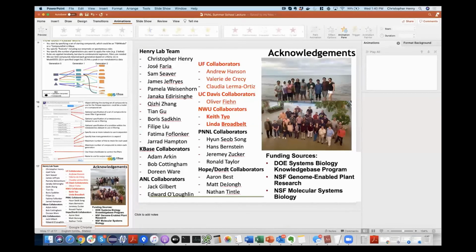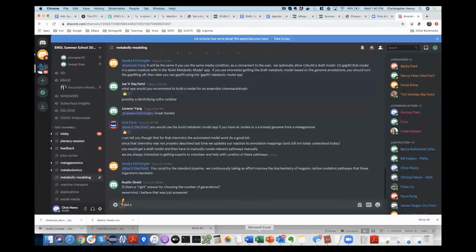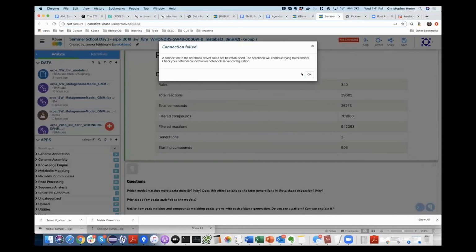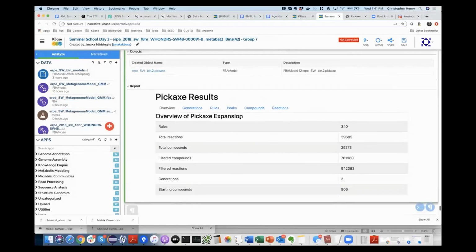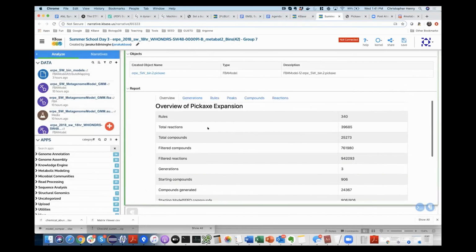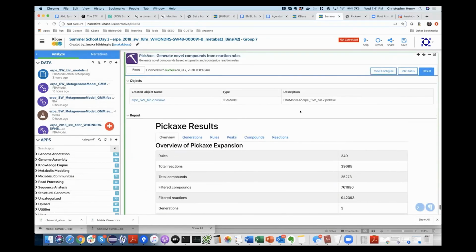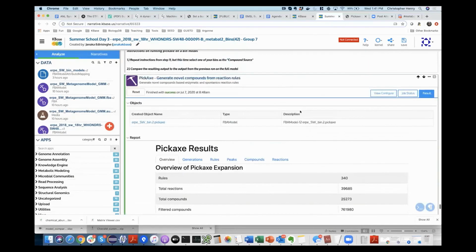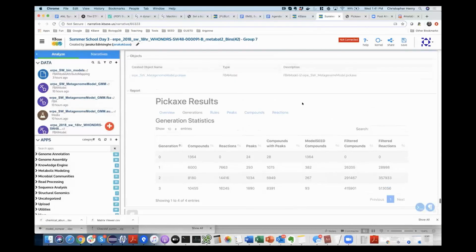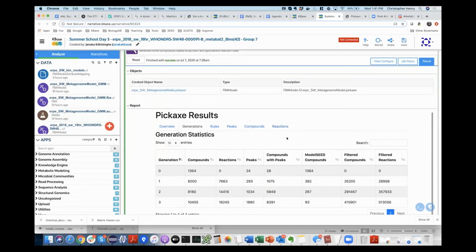So I want to show you what the output of Pickaxe looks like. I'm going to jump into this narrative. This is the output. It gives you an overview. So it says, in this case, I ran for 3 generations on I believe a metagenome model. And it gave me this output.